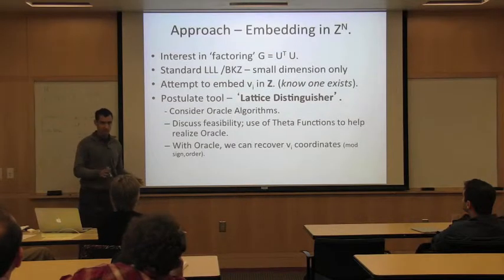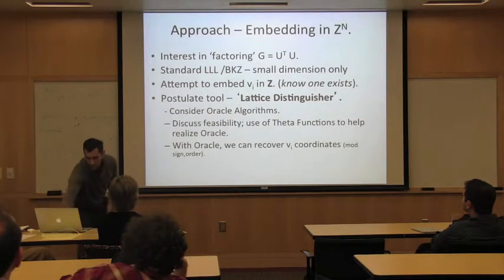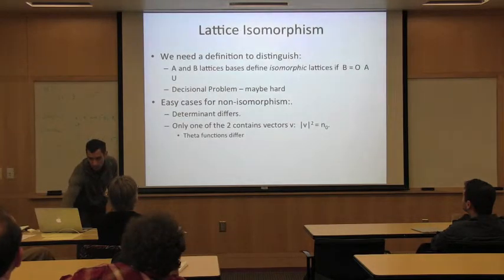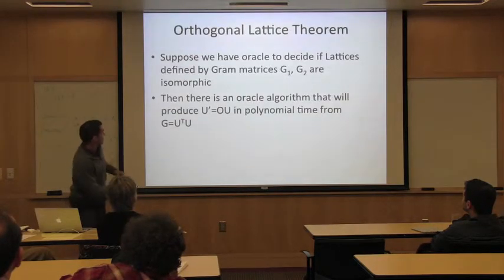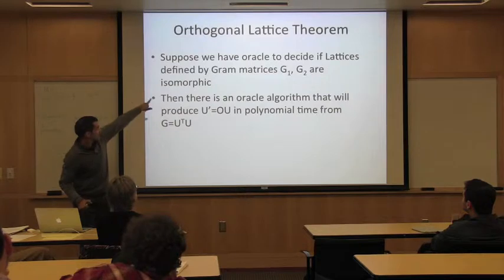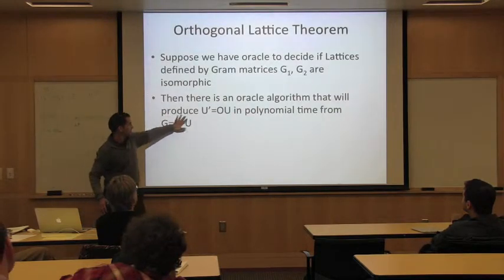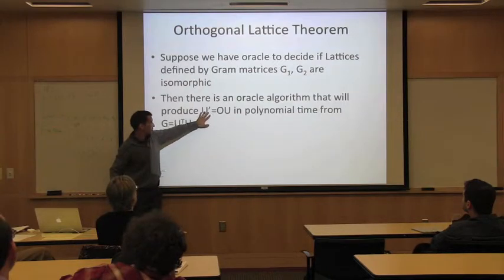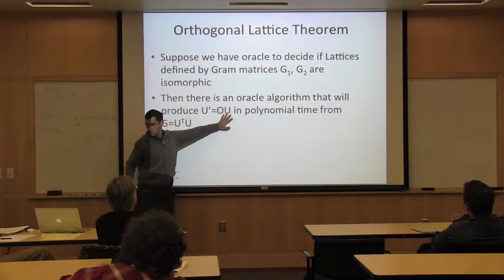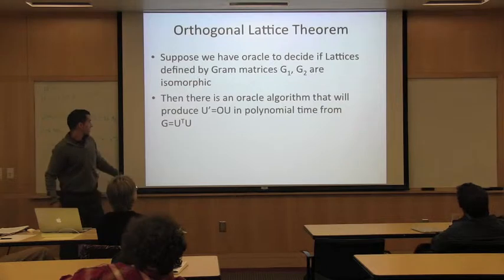So that's that result. The theorem is: suppose we have an oracle to decide if the lattices defined by these Gram matrices are isomorphic. Then there's an oracle algorithm that will produce U prime, which is related to U. Okay?